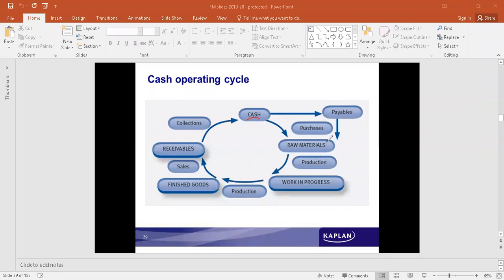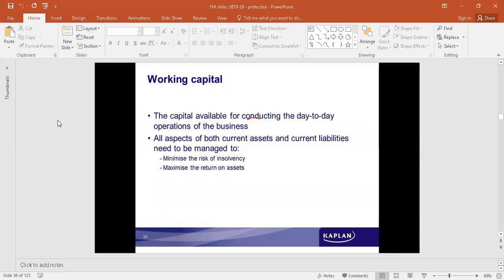So during this period, the investment that is made into current assets, when it gets converted into cash, we call those assets as current assets. Those that have to be paid back in 1 year or operating cycle, we call them as current liabilities.